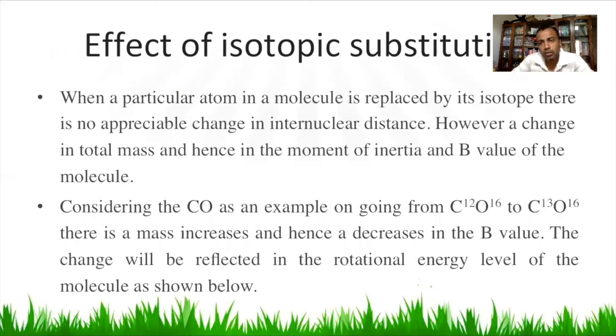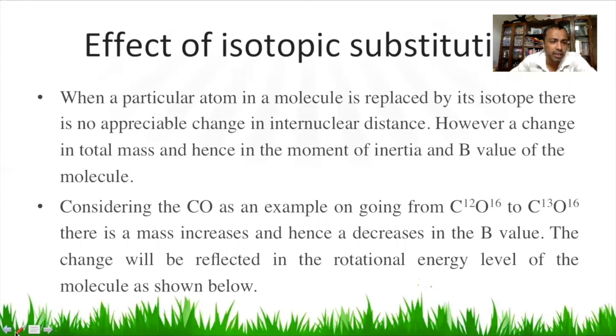Now let's come to the last topic of this lecture, that is the effect of isotopic substitution. Isotopic substitution can lead to a disturbance, with an increase or decrease in the different values of B. So how is that possible? Let's come to the first point.